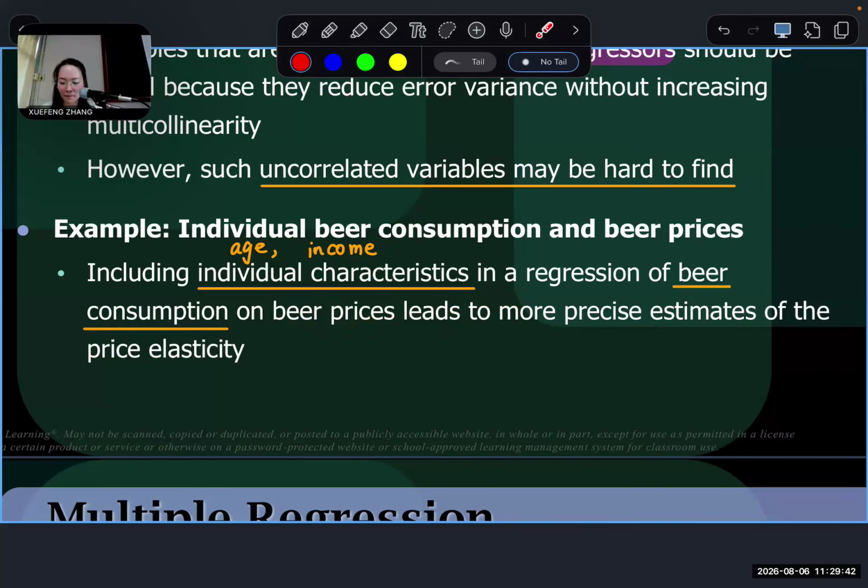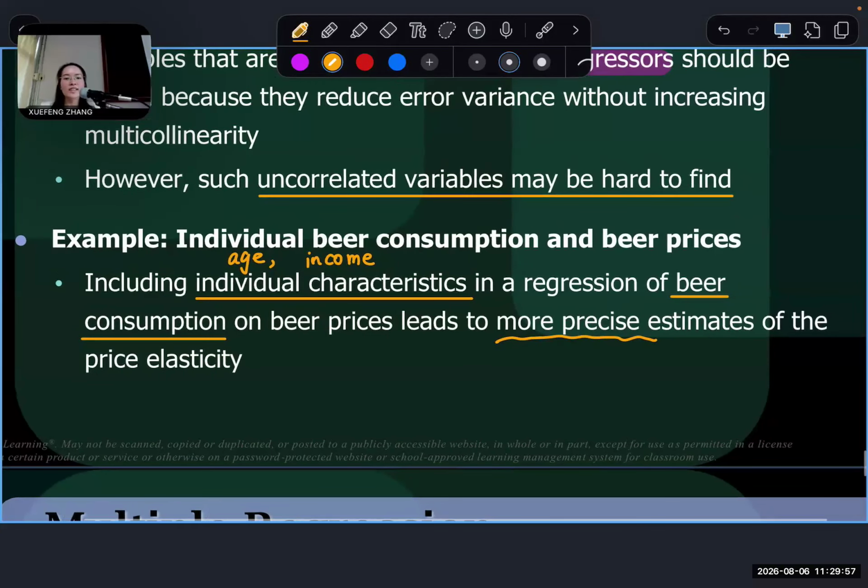Why? Because they soak up leftover variance without being correlated with price itself. So when deciding whether to add a control, weigh the multi-collinearity cost against the precision gain. Variables uncorrelated with your key X are the ideal free additions, okay? So uncorrelated with your key X is very important.